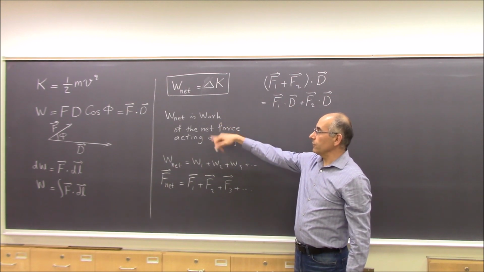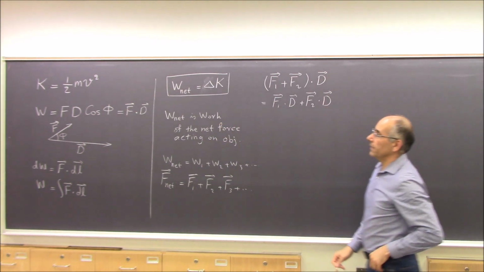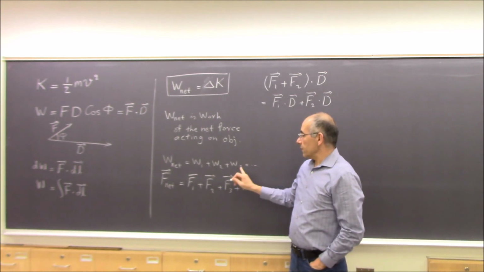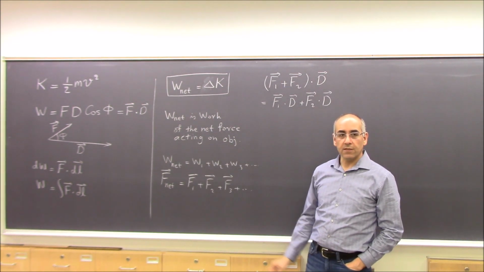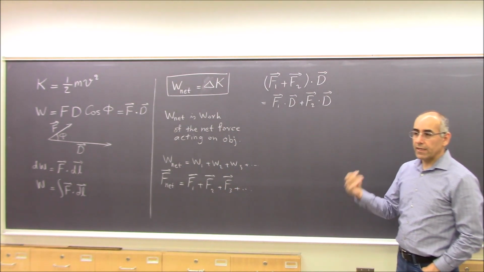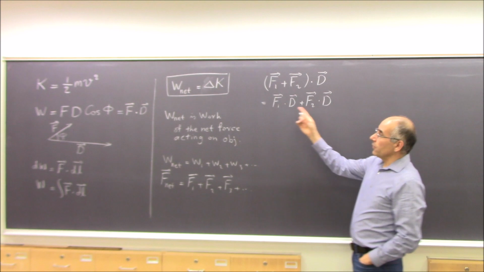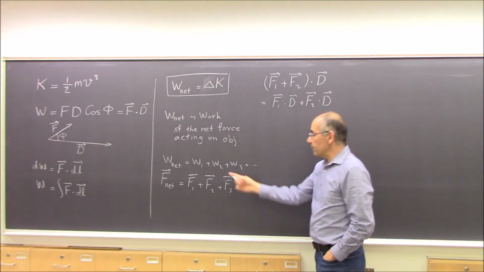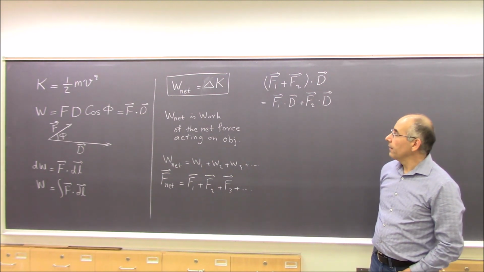You can either look at it as the work done by the net force, or the net work done by individual forces. Some of these may be positive, some may be negative. They add up like scalars, because if you remember, the dot product is a scalar. So the work is a scalar. They add up like scalars. All right?